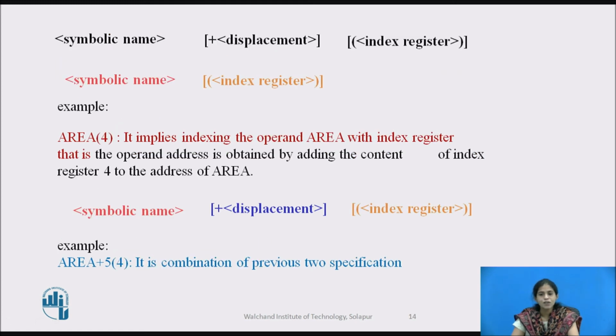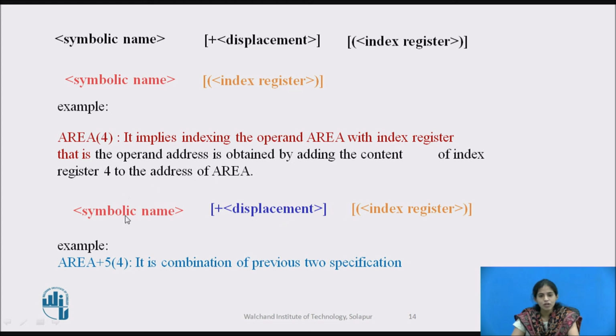The third way of defining the operand specification is the symbolic name and index register. Consider this example, AREA(4). Basically it implies indexing the operand AREA with the index register, that is, the operand address is obtained by adding the content of the index register 4 to the address of AREA. So here we add the content of the index register 4 to the address of AREA, and then it refers to the operand address.